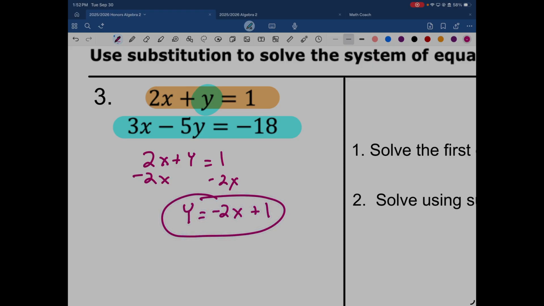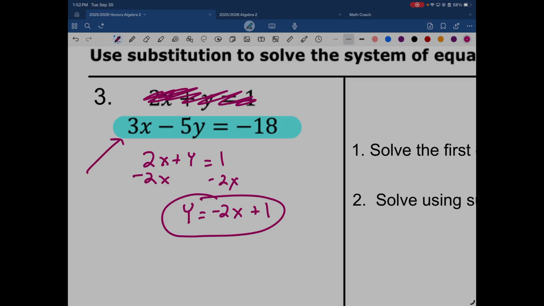Now just a little hint at this point. Scratch that out. You don't want to use that anymore. Pretend it doesn't exist anymore, because you can't substitute that back into the original equation. You have to substitute that into the other equation. So we're not even going to use that top one anymore.